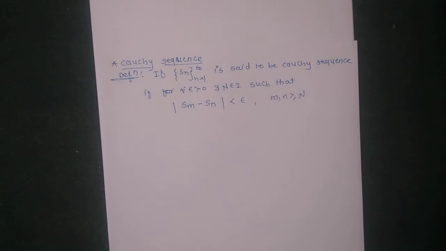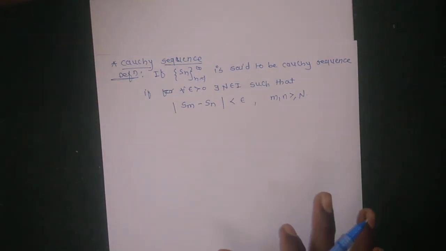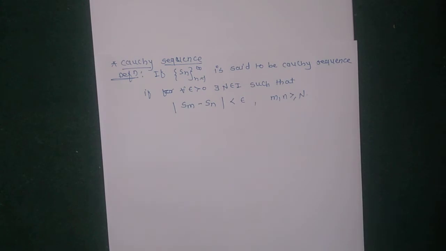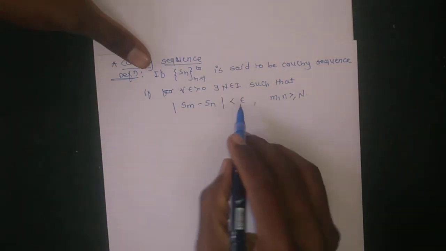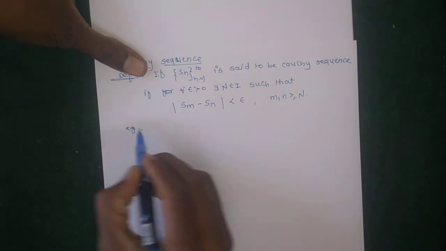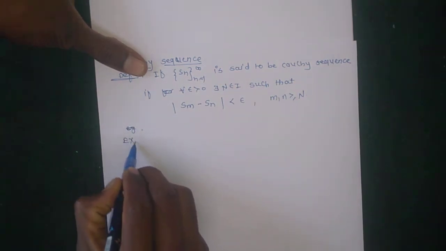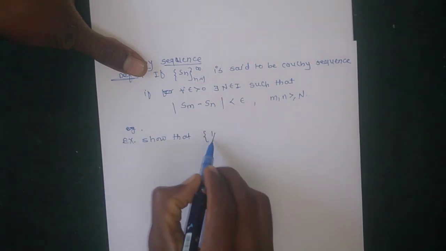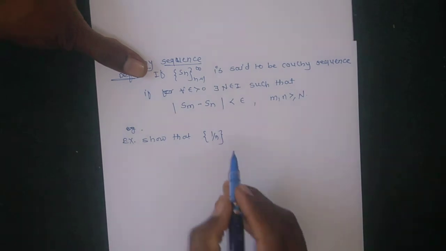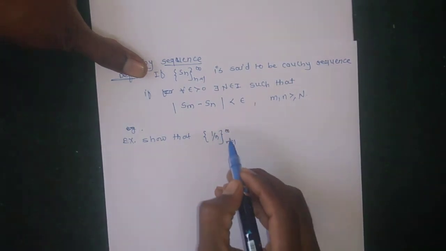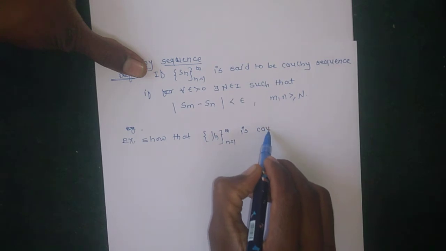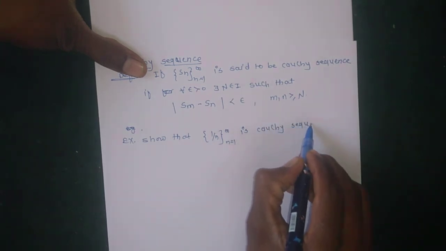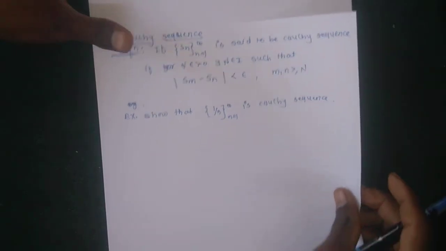Suppose we want to show that a given sequence is a Cauchy sequence. How do we do that? For example, show that the sequence 1 upon n, where n runs from 1 to infinity, is a Cauchy sequence.